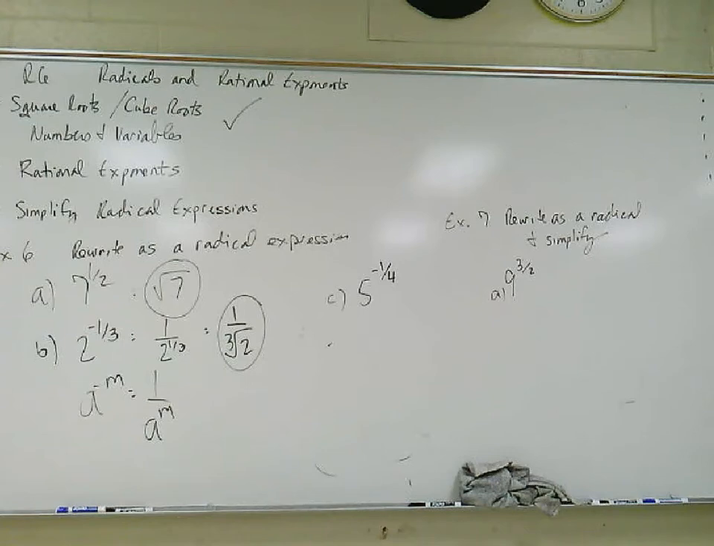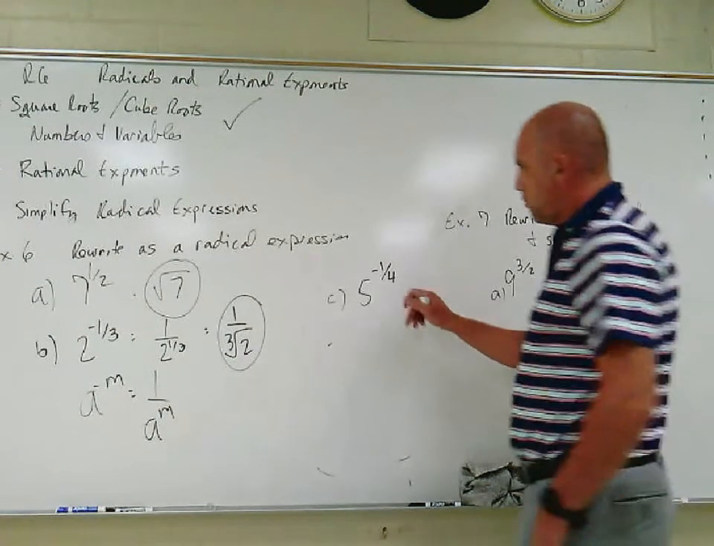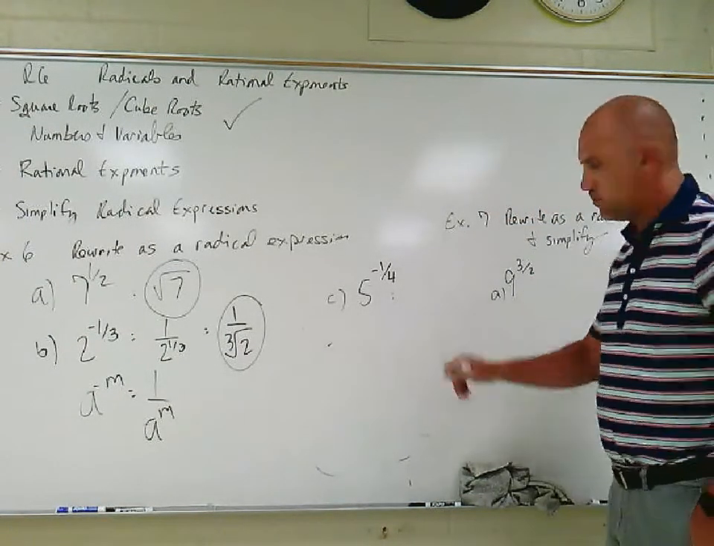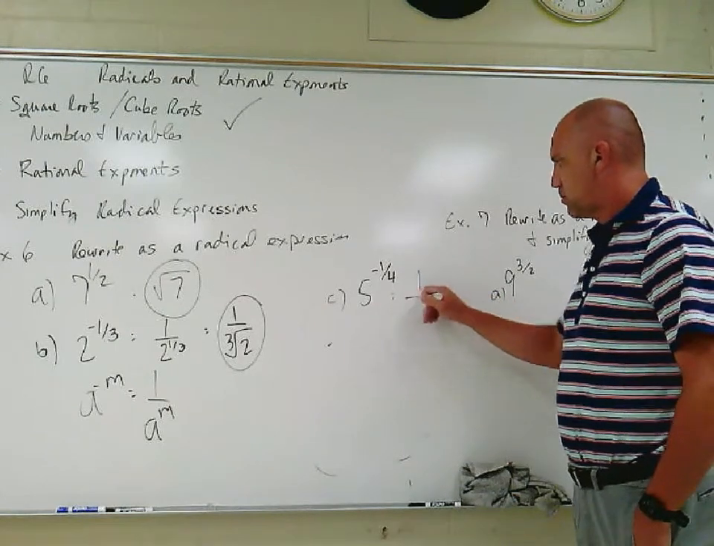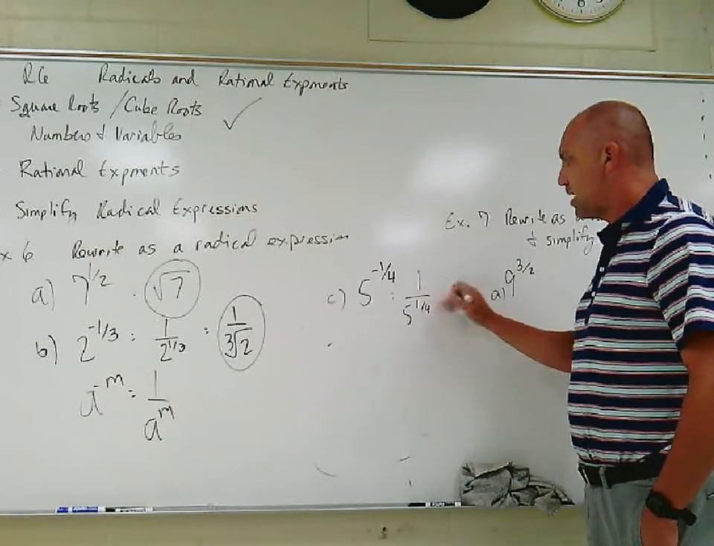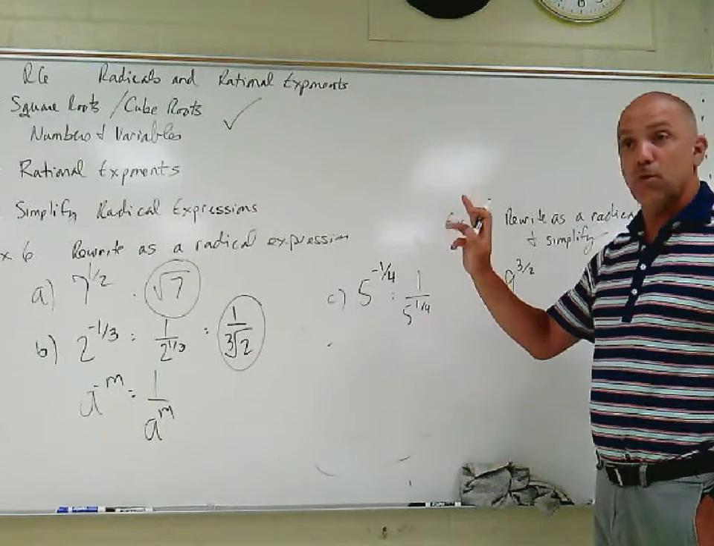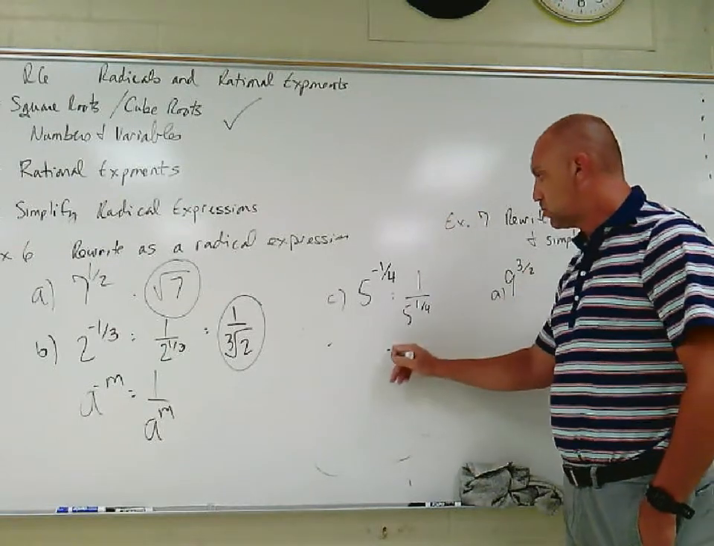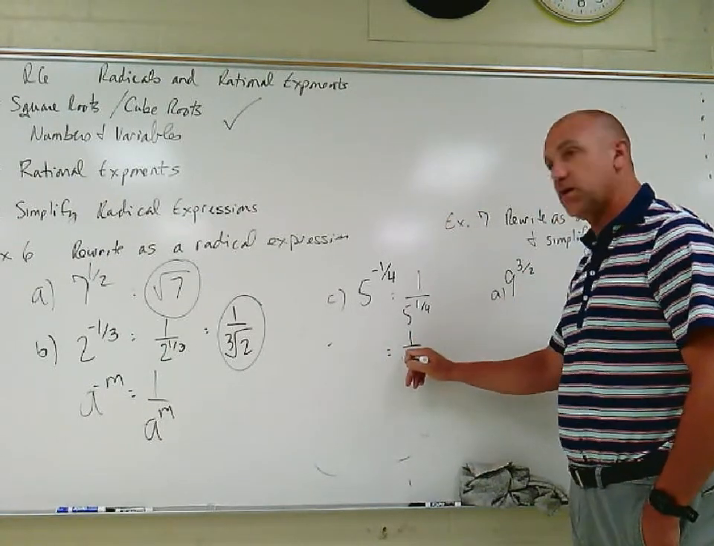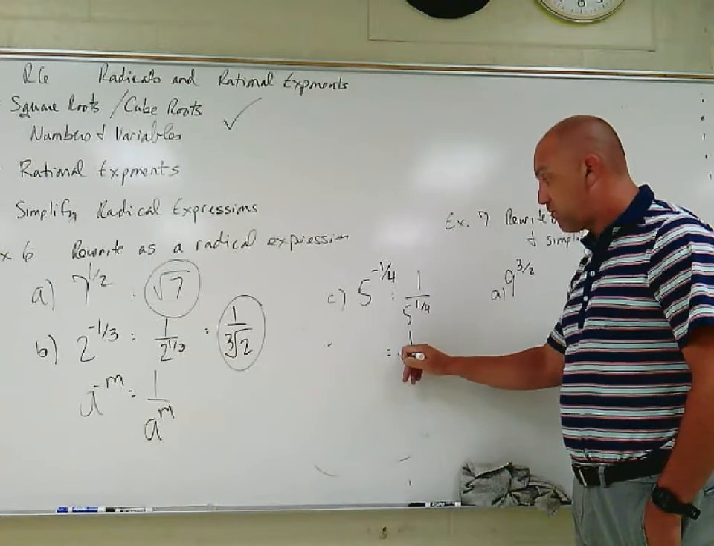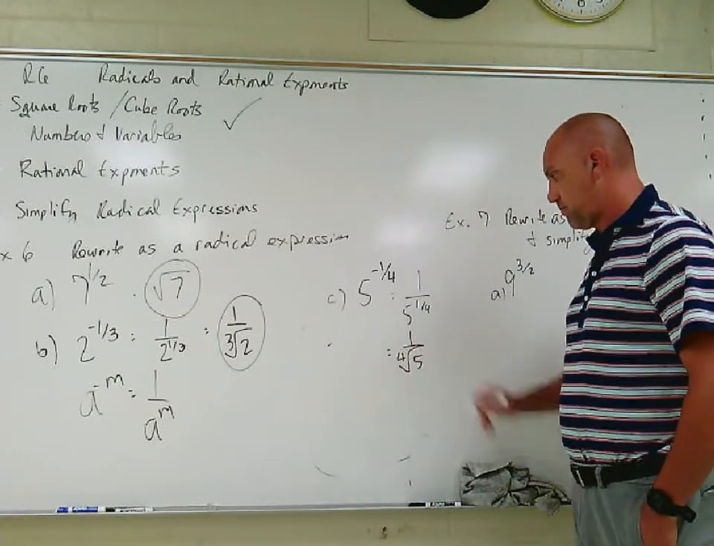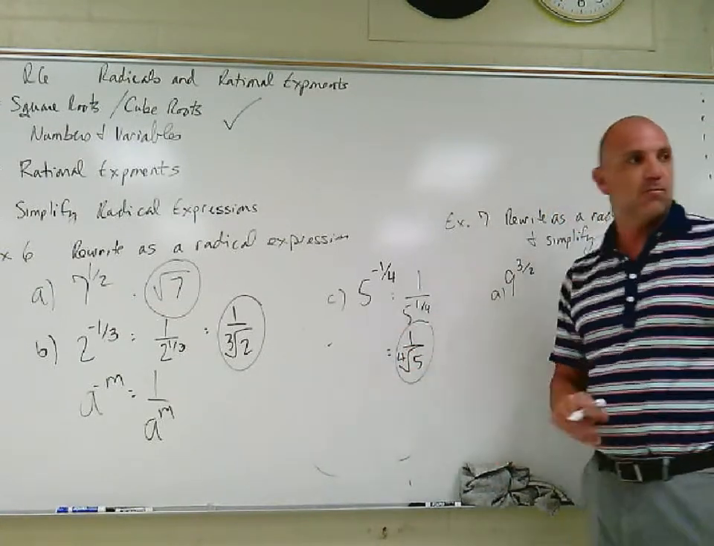So same idea on this one. We'll first make it what? 1 over what? Yeah, 5 to the 1/4. That's not a radical, that's a rational exponent. We need a radical. So to make it a radical, we'll make it 1 over the 4th root of 5. That's the answer.